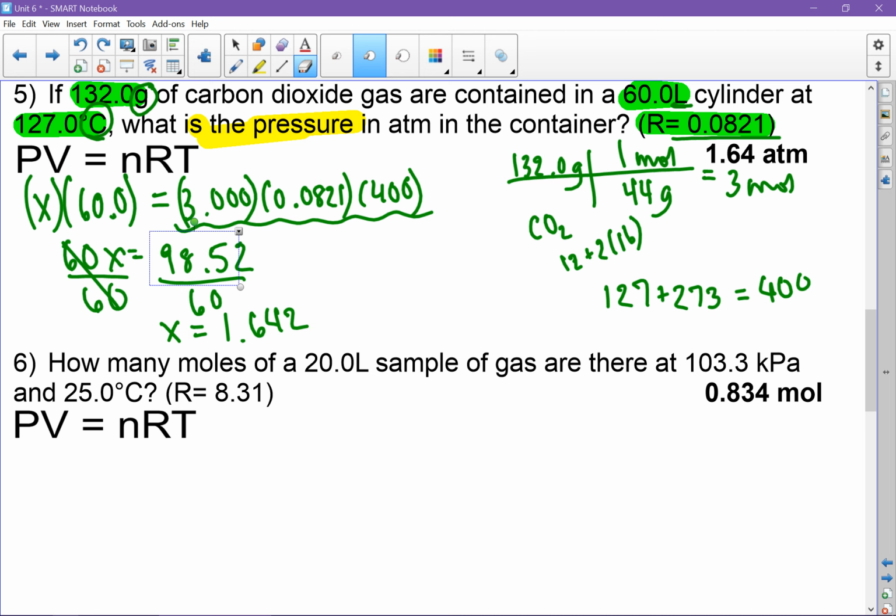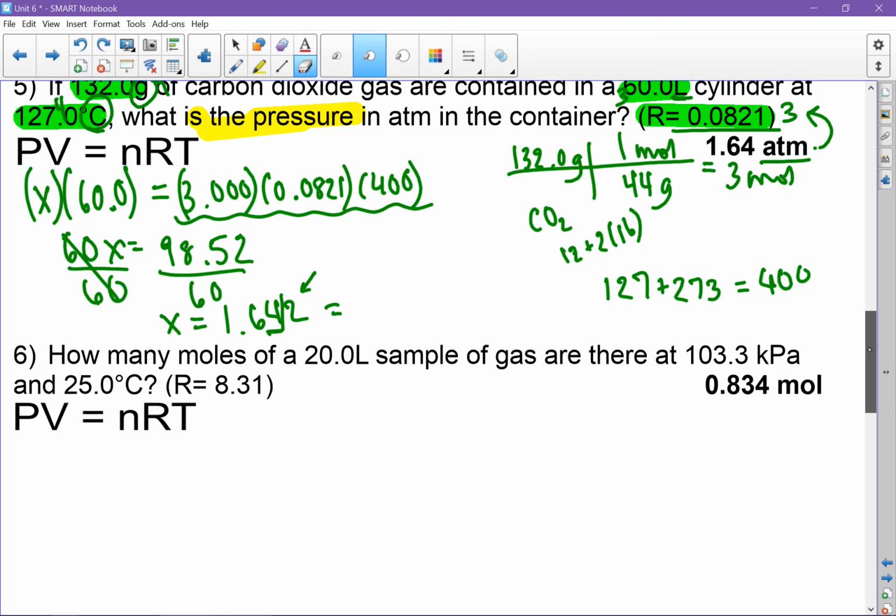X equals 1.642. Last thing, you have to check our sig figs. We have 3 here, 3 here, 4 here, and 4 here. That means we want 3, which is right here. So I kept the 1.64. The 2 means I don't round up, I can stay. And atmospheres is the unit for pressure. The reason you chose atmospheres and not kPa was because it was given to you in the R unit.